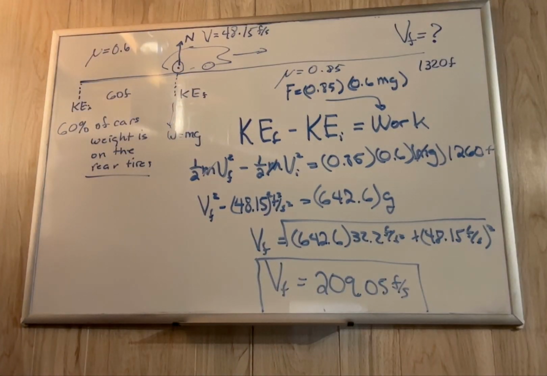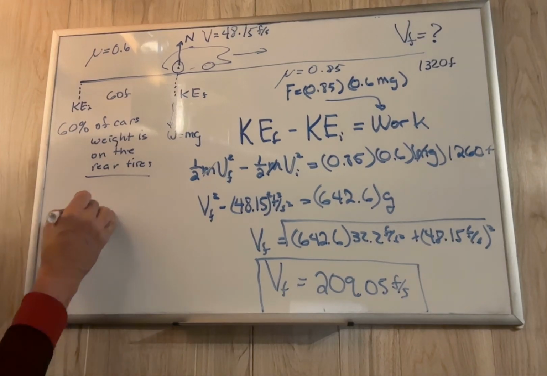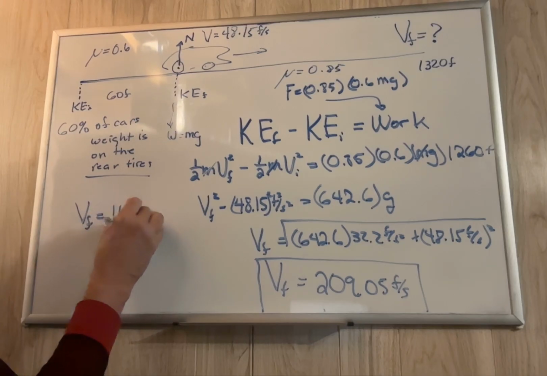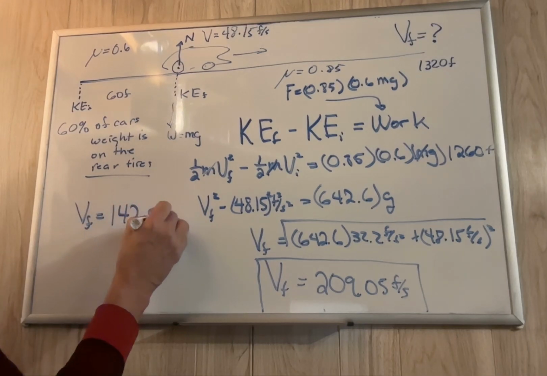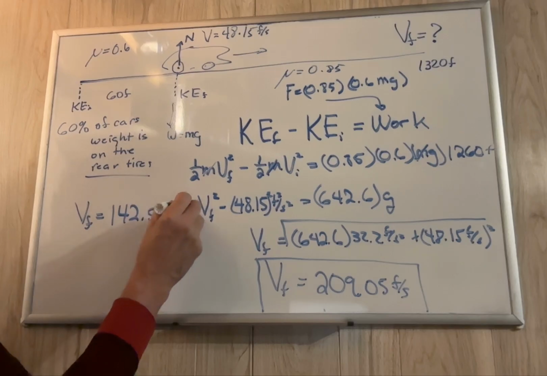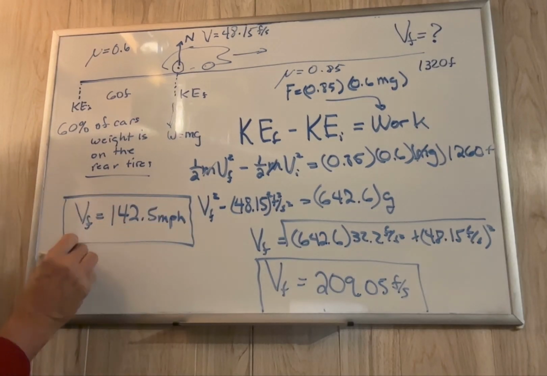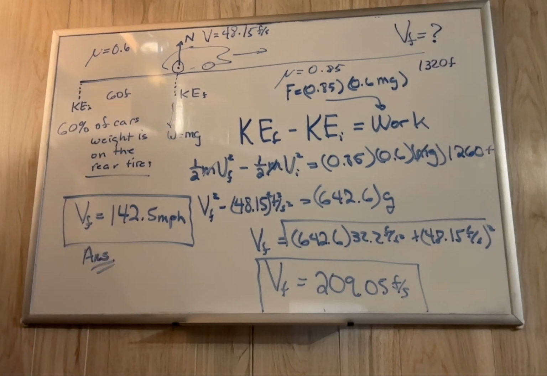Alrighty, now let's put that in miles per hour. Probably the easiest way to do it is to do a conversion on Google, and miles per hour comes to about, velocity final equals about 142.5 miles per hour. So there you go. That is the answer to our question.